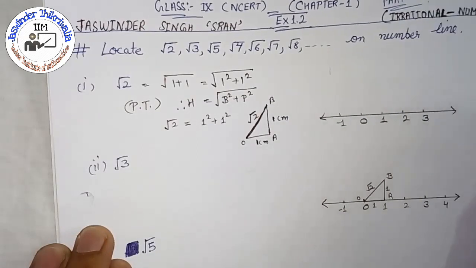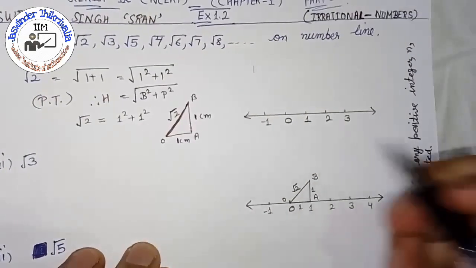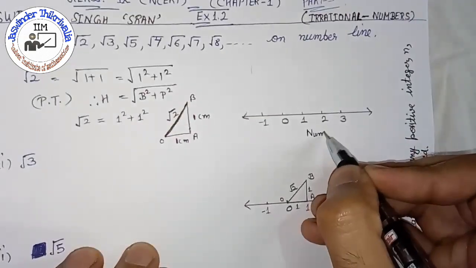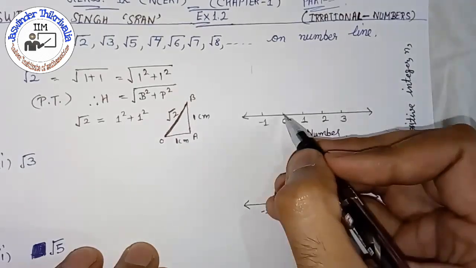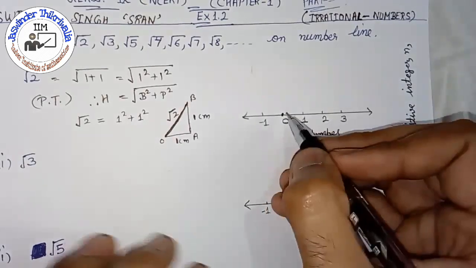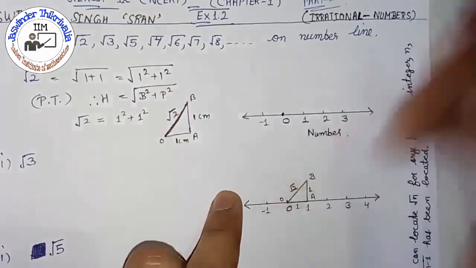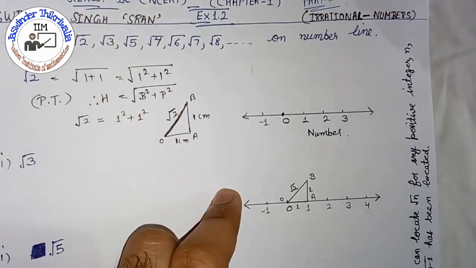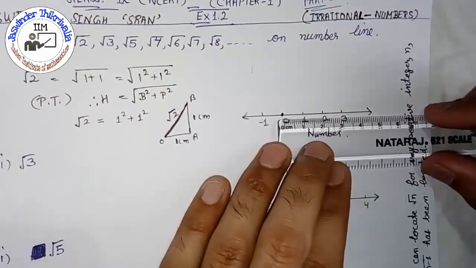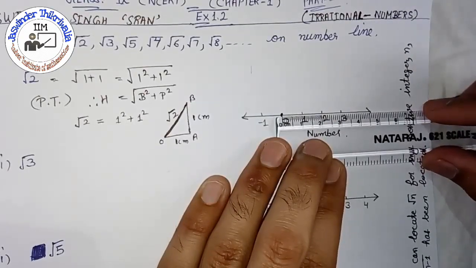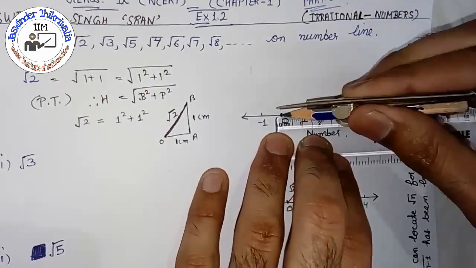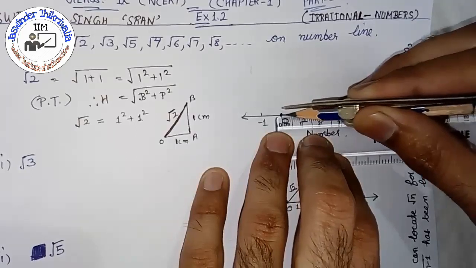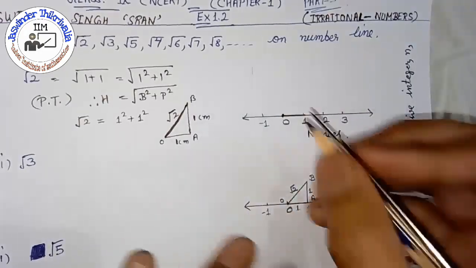Now how can we locate it on the number line? This is a number line. On the number line, first of all we want to locate it. It is starting from 0 to 1. We will take a base of how many centimeters? 1 centimeter only. Draw the base. So this is your base. Give it the name OA.